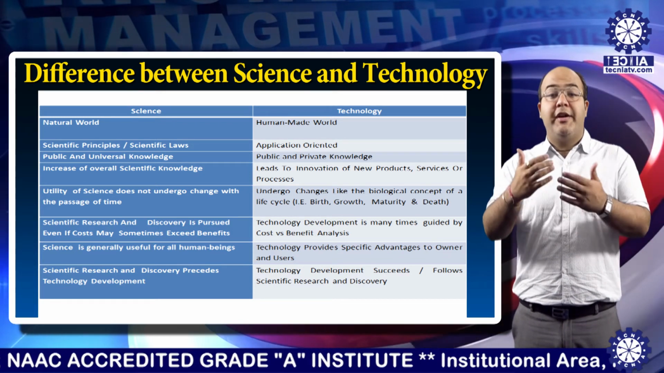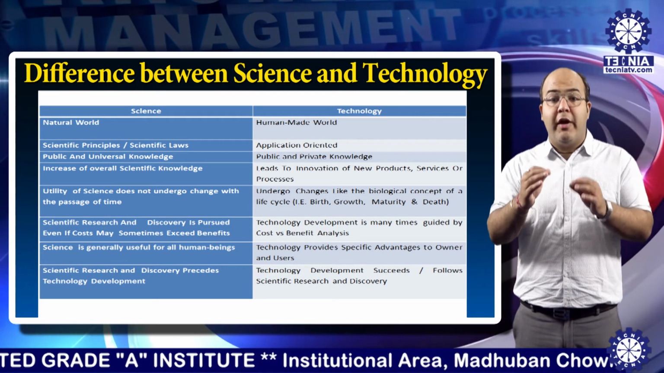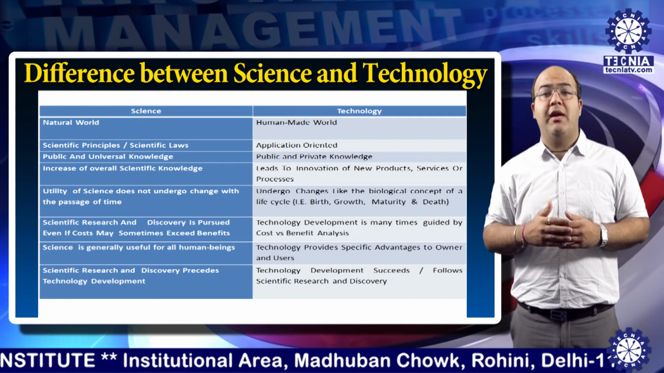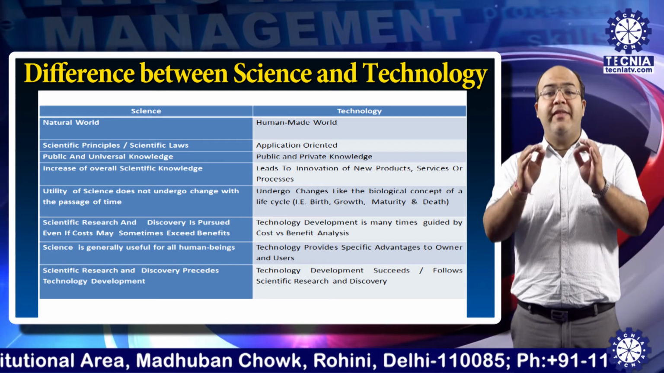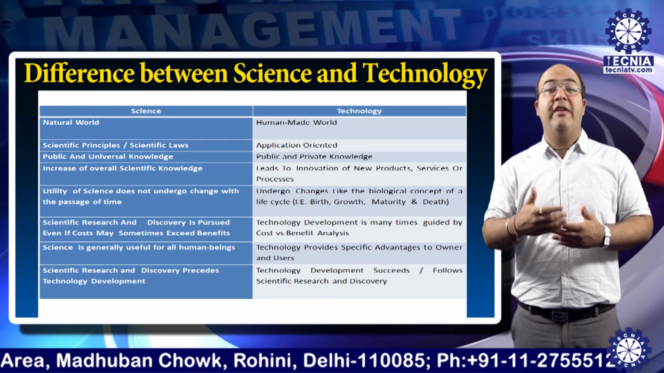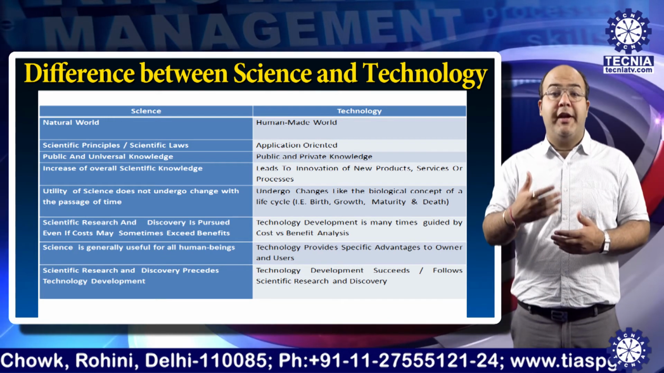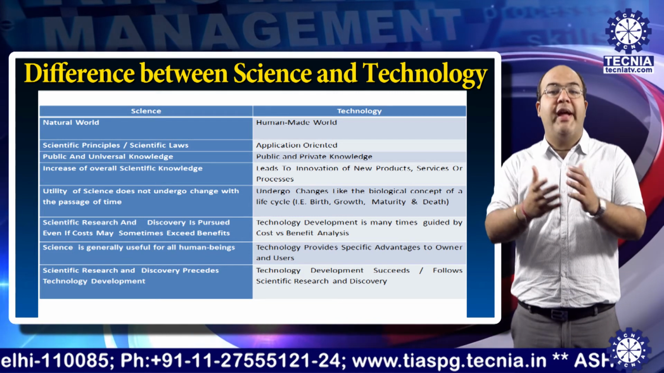On the other hand, technology and the products, services or processes associated with it undergo changes like the biological concept of a life cycle, for example, birth, growth, maturity and death. The sixth one, scientific research and discovery is pursued even if cost may sometimes exceed benefits. On the other hand, technology development is many times guided by cost versus benefit analysis.